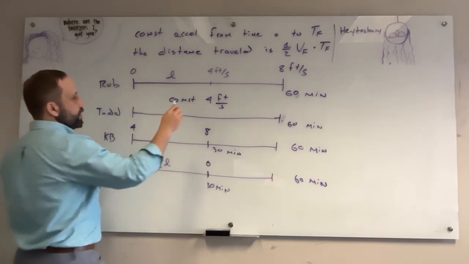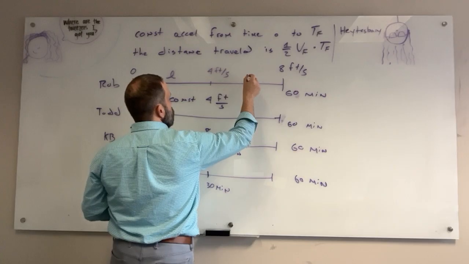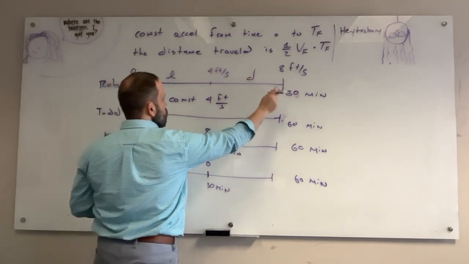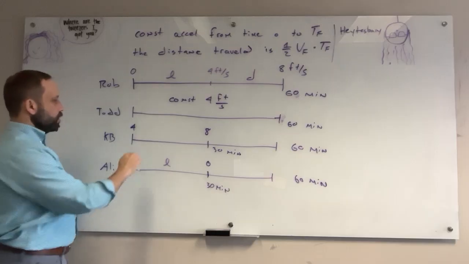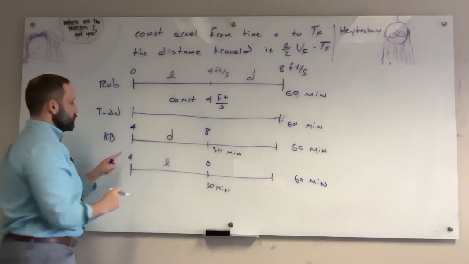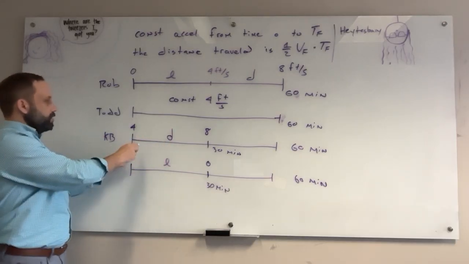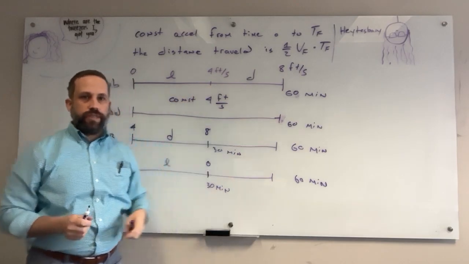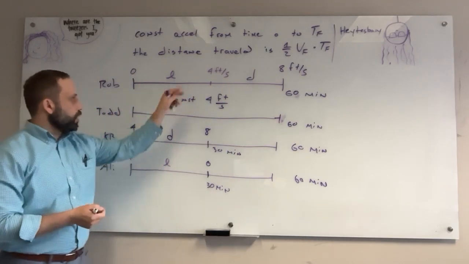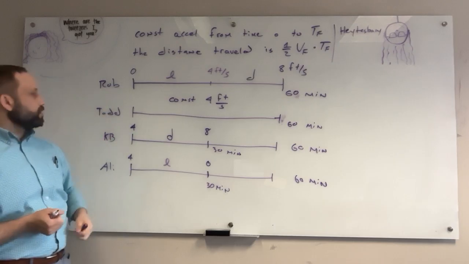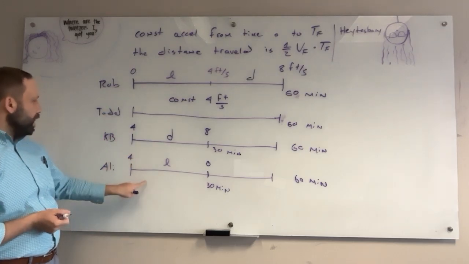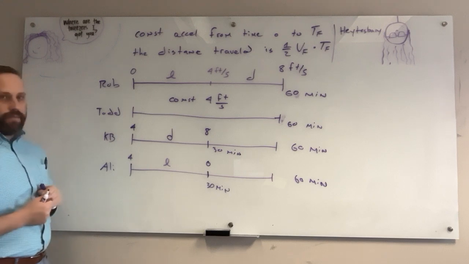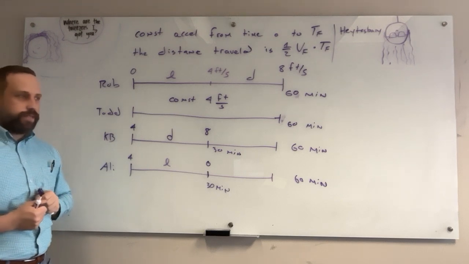Now the distance that I run from 30 minutes to 60 minutes is clearly going to be this distance here, because KB has constant acceleration from 4 to 8, and I have constant acceleration from 4 to 8, so we go the same distance. So the total distance I run is equal to the distance that Allie goes in the first 30 minutes plus the distance that KB goes in the first 30 minutes.